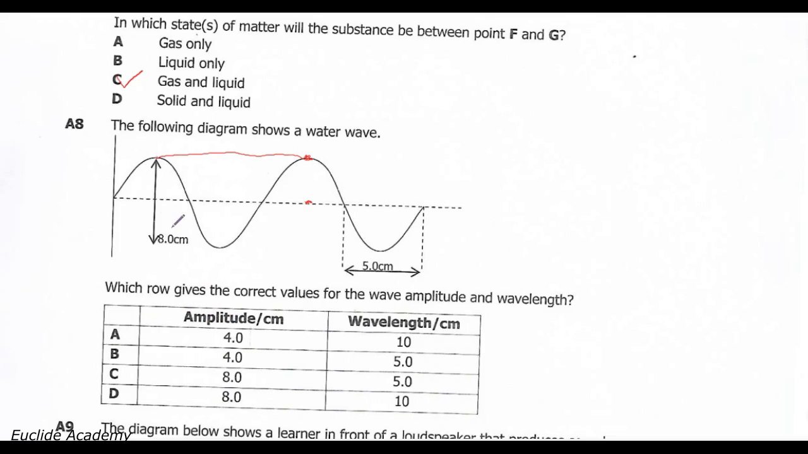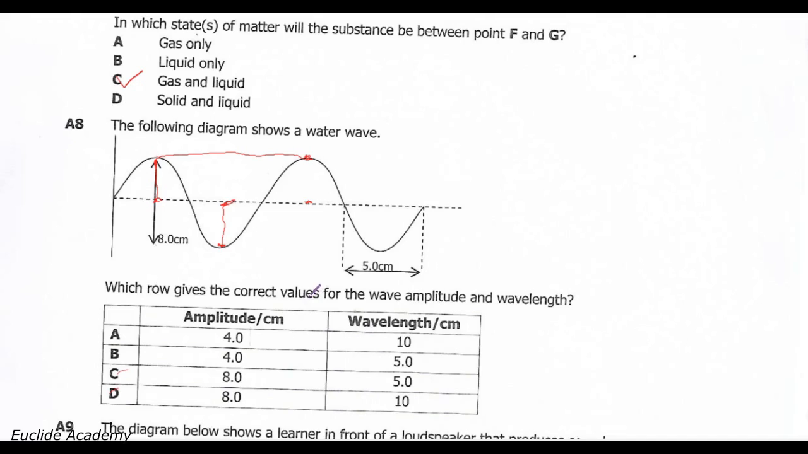So the amplitude here, from here to there, we have 8.0 centimeters. So this is not the amplitude. The amplitude is from here to there, or from here to there. That is the amplitude. So the amplitude definitely should be half of 8.0, sorry, which is 4, which means C and D are not what you're looking for.